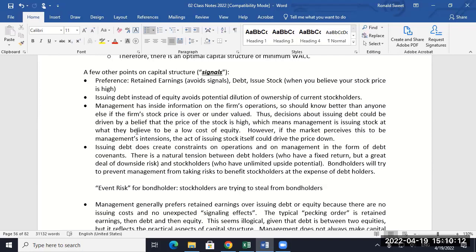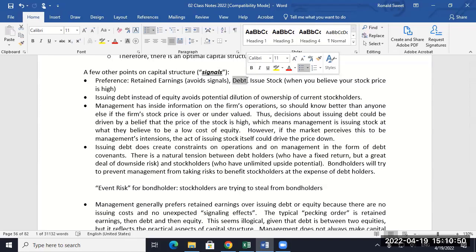Why? Because management has inside information. When management does something, the stock market says, oh, they're telling us something. And so management's preferences are a little wacky, a little out of order. Management prefers to use retained earnings first. Now that's equity. They like retained earnings. Why? Because it avoids all the signals. You just use the money you have already. When you issue debt or issue equity, you're signaling something to the market. Their second preference is debt. They'd rather use debt than issue stocks. So you've got equity first, debt second, and equity third.